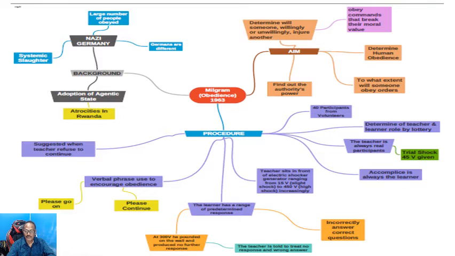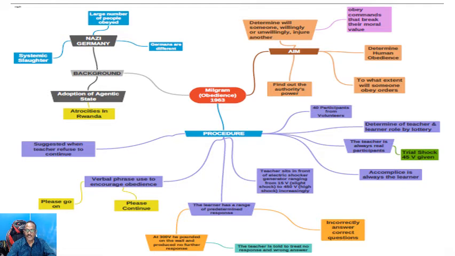But what would happen in these cases? The experimenter would motivate them to continue, saying things like don't worry, continue, come on, let's do it. These kinds of cues were given to the volunteers to continue increasing the electric shock.